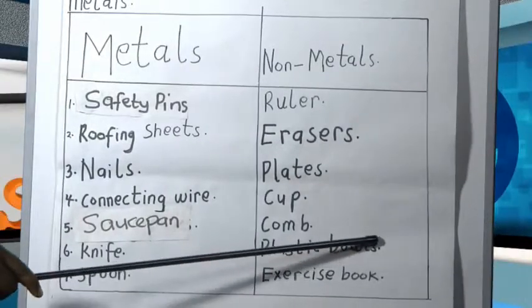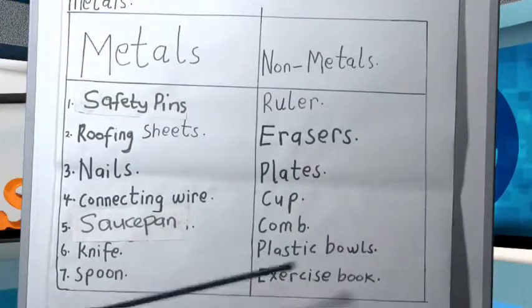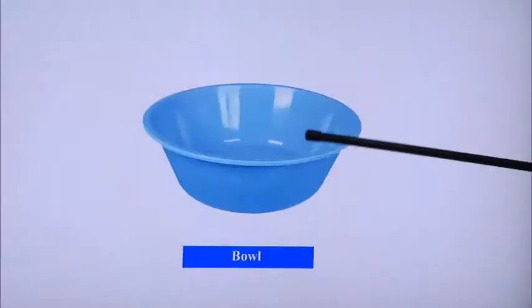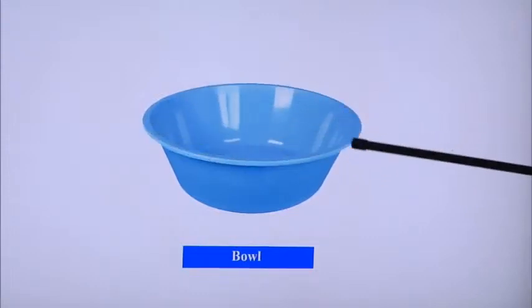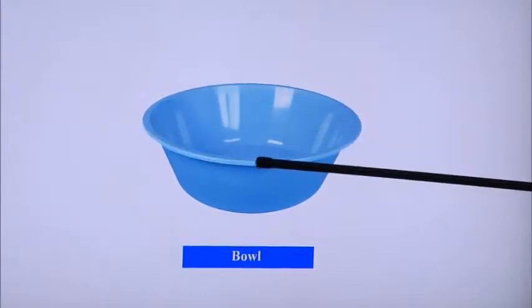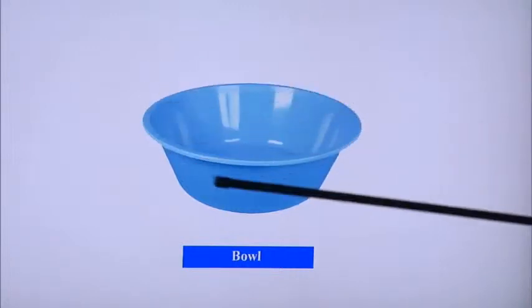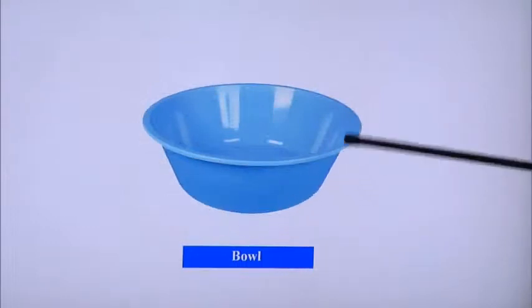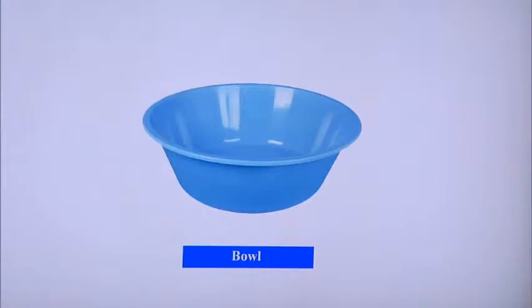Plastic bowls. So plastic bowls are what? Non-metal. So let's have a look at a bowl on our screen. This is a bowl. A bowl is made from plastic. This is a plastic bowl. And it is what? A non-metal. Let's look at the last one.